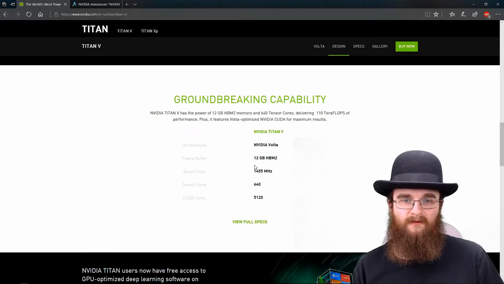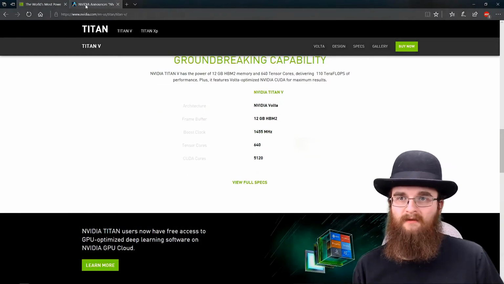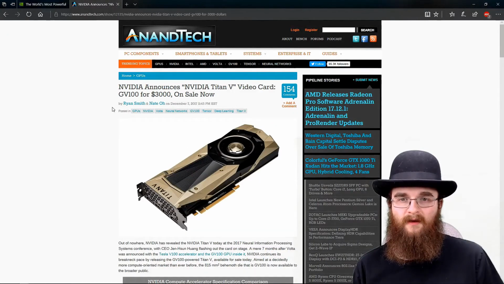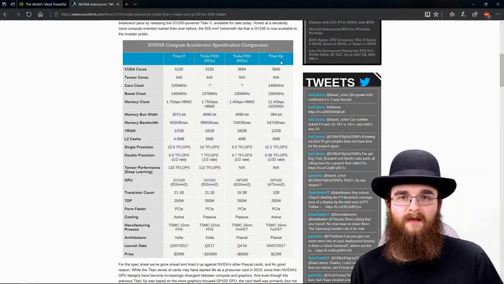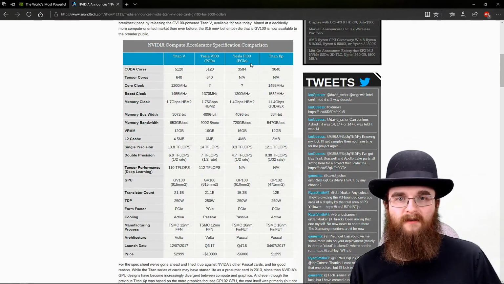12GB HBM2, the boost clock is 1455, CUDA cores 5120, pretty impressive sounding, and we have an AnandTech article about it. The big thing with the AnandTech article is they take a look at the comparison between it, the TITAN XP, and the Tesla cards. The Tesla cards are their professional deep learning cards. So you can see the CUDA cores are the same between the TITAN V and the V100. The Tesla P100 was the TITAN XP equivalent. So it's the previous generation of Tesla card.